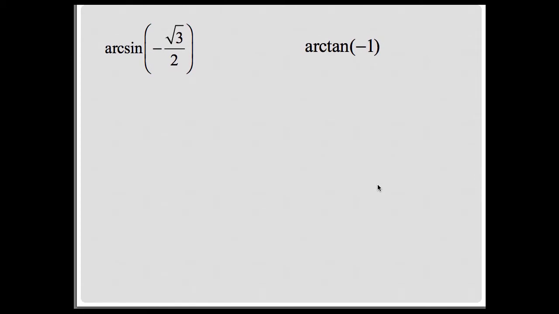All right, let's try a couple more. Arc sine of a negative root 3 over 2. So thinking about what that might look like. Sine is negative down here in the third and fourth quadrants. But remember, since it has to be a function, we have to consider that restricted range. So that goes from negative pi over 2 up to positive pi over 2. So the only answer we're going to have is down there in the fourth quadrant.